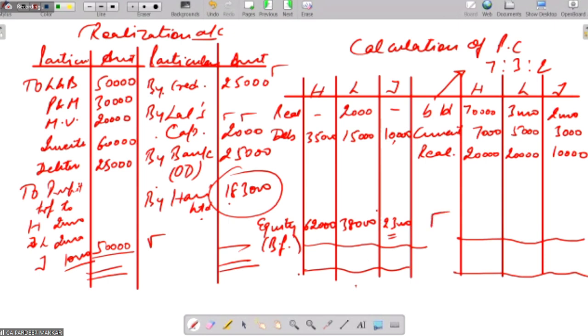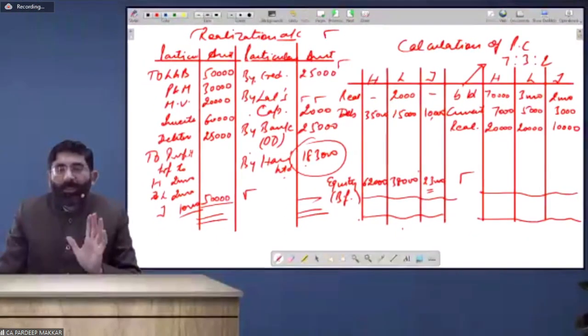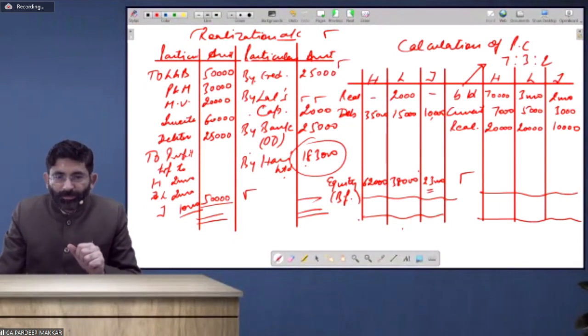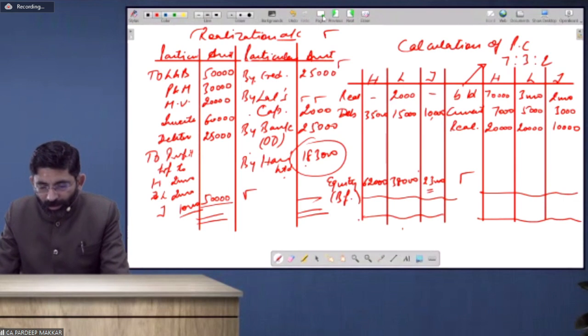So the partners' capital accounts are settled, the realization account is closed. That's it. There is no need of doing anything else. The work has been closed in the books of the seller company, the vendor company. Is that clear? If you have any doubt up to this, please ask.